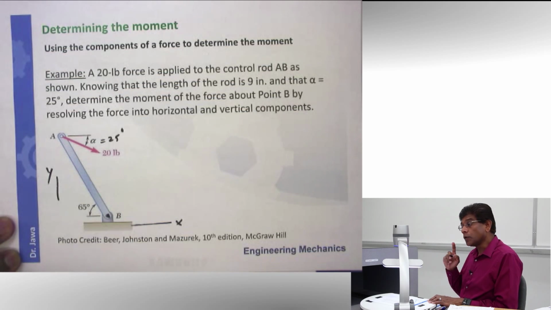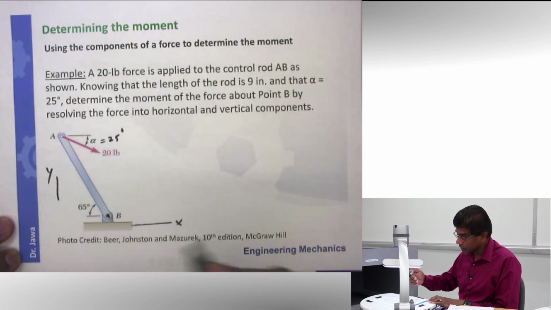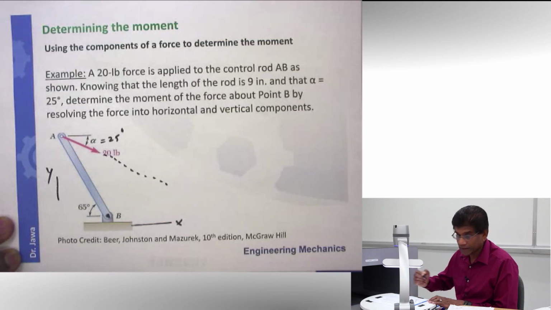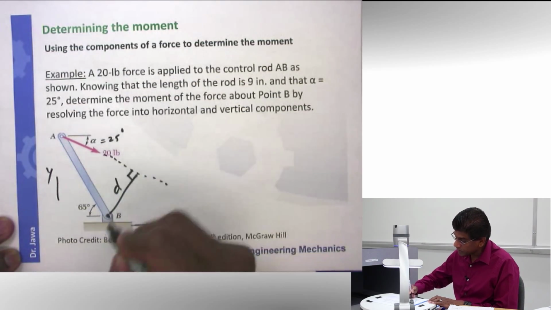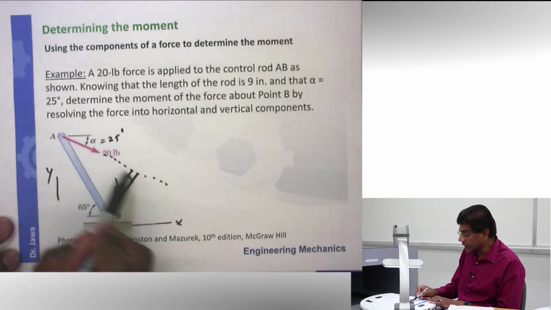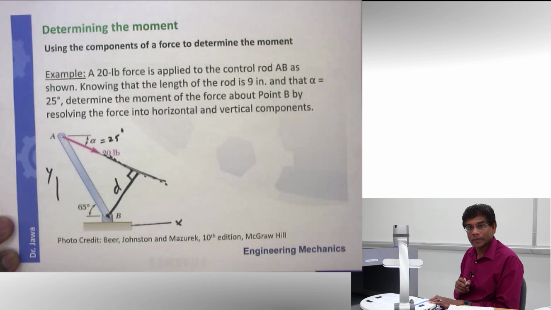Now, if you go back to the definition of moment, remember it is perpendicular force or force times perpendicular distance. So, one way to look at this problem is if I extend this force like this and I drop a perpendicular, this distance d is the perpendicular distance I should know, and if I can figure that out, I can multiply this with the force 20 pounds, and I should be able to calculate the moment. So can I calculate the perpendicular distance? It turns out it's pretty easy.